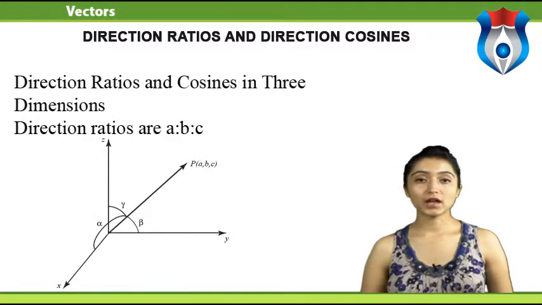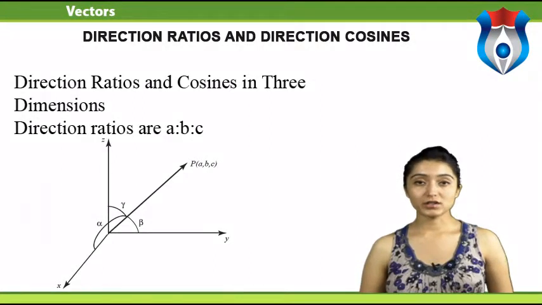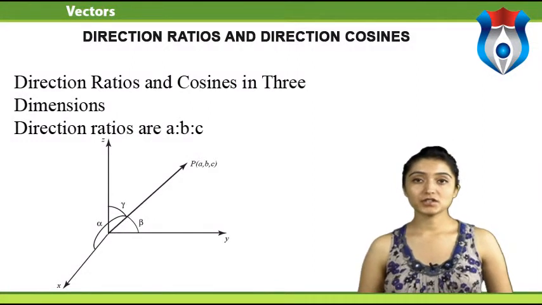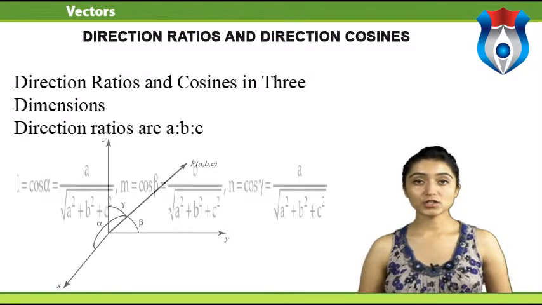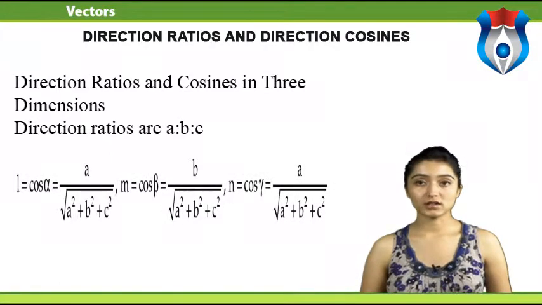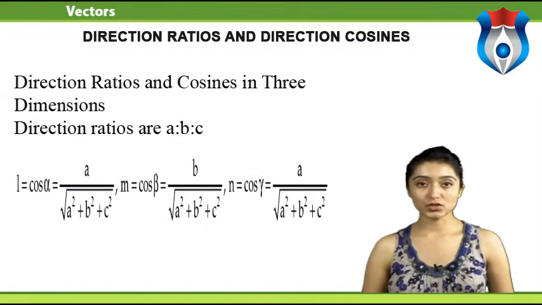Direction ratios and cosines in 3 dimensions. Given a vector r equal to ai plus bj plus ck, its direction ratios are a ratio b ratio c. This means that to move in the direction of the vector, we must move a units in the x direction and b units in the y direction for every c units in the z direction.